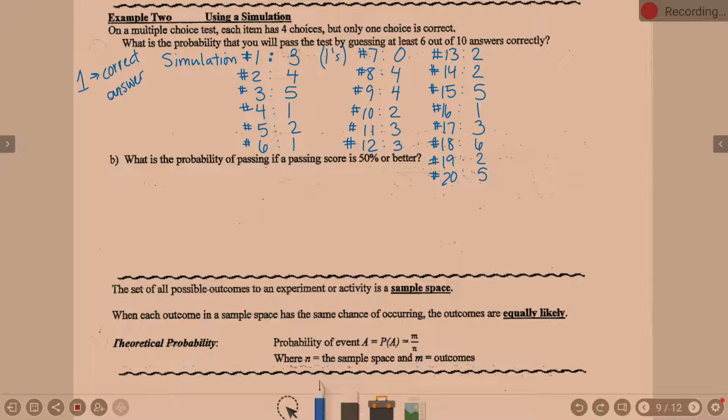Okay, guys. So, simulation. That was an example using a calculator. You could do this with dice. You could do this a lot of different ways, okay? If we just needed 2 answers, we could do this with flipping a coin.